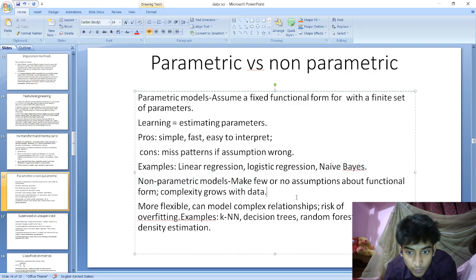Then we have non-parametric models that make few or no assumptions about the functional form, and often their complexity grows as the data grows. They are more flexible and can model complex relationships, right? But the only con is the risk of overfitting. For example, KNN, which is k nearest neighbor, does not make any assumption about the function or dataset, and it is also called a non-parametric model. Then we have decision trees, random forest, and density functions, like radial basis function, that often do not make any assumption about the dataset, right?